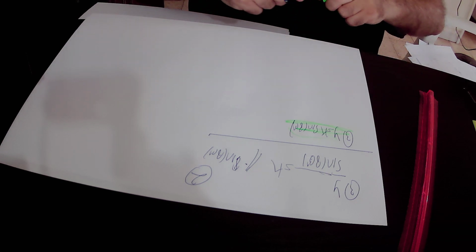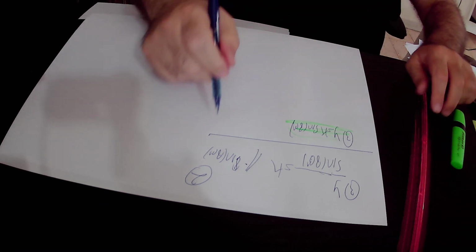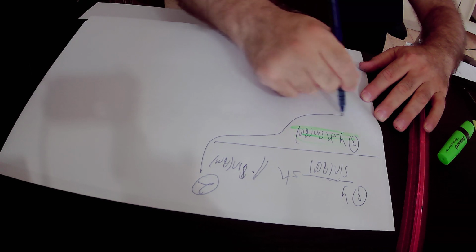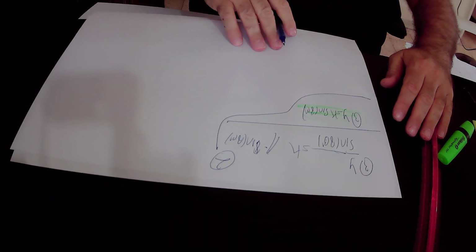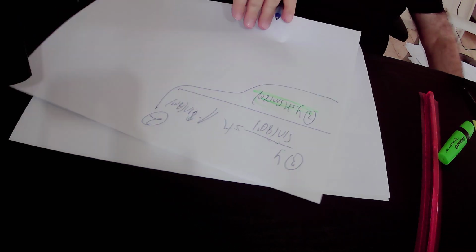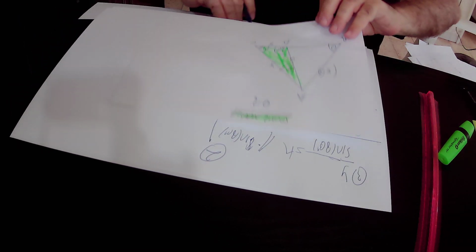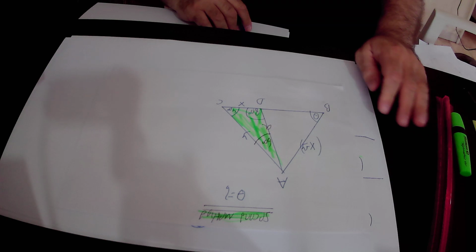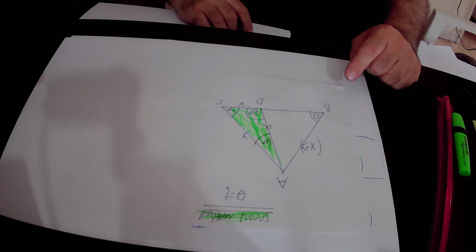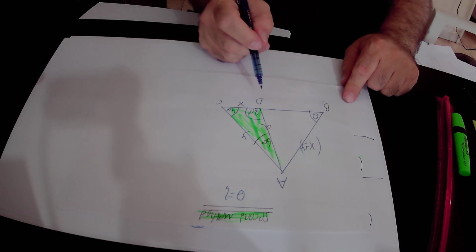Okay, so in the next step, here we have ABC, a triangle, and BC is one side of triangle ABC.